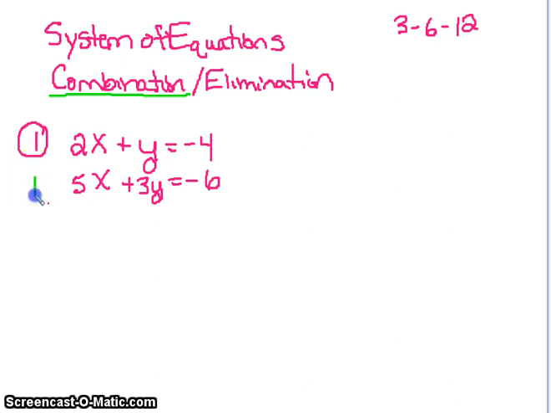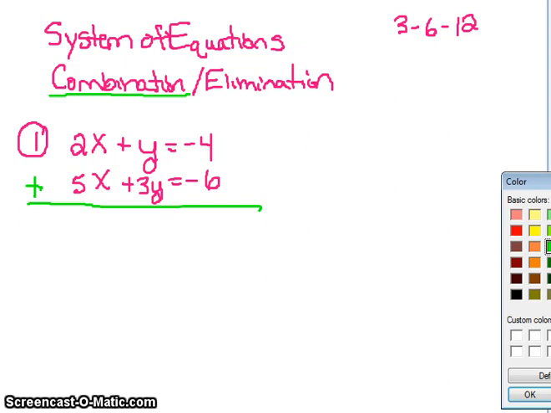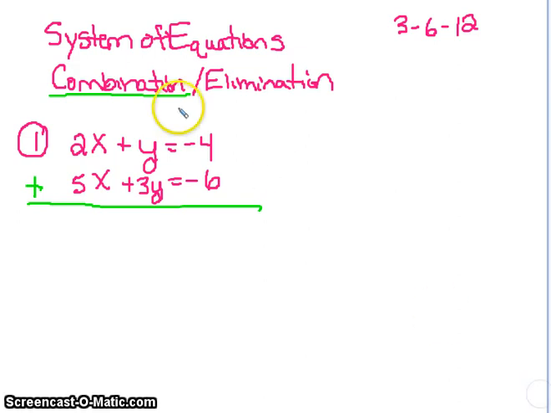We want to combine these two. But if I combine them right now, I get 7x and 4y. That doesn't work. It doesn't help. So that means I'm going to have to multiply. In order to get something to cancel out, I'm going to have to multiply so that I have like a 2x, but I need a -2x here. So that's not going to work.